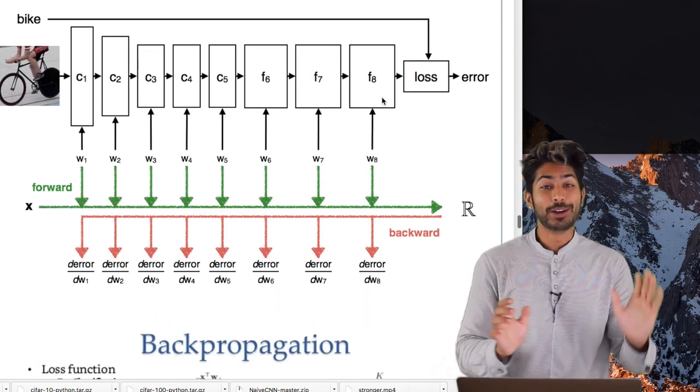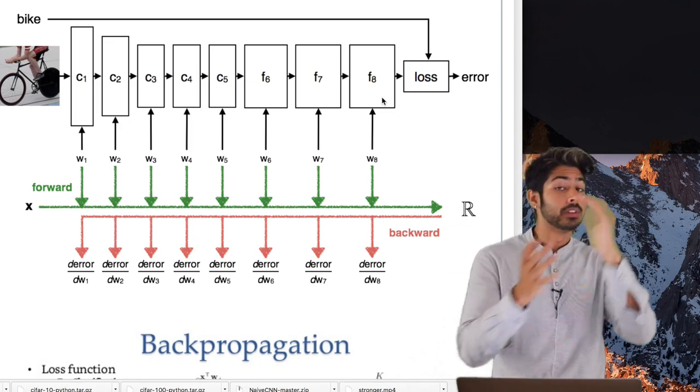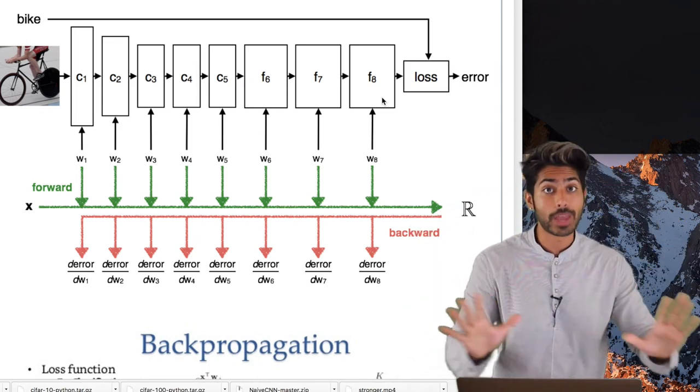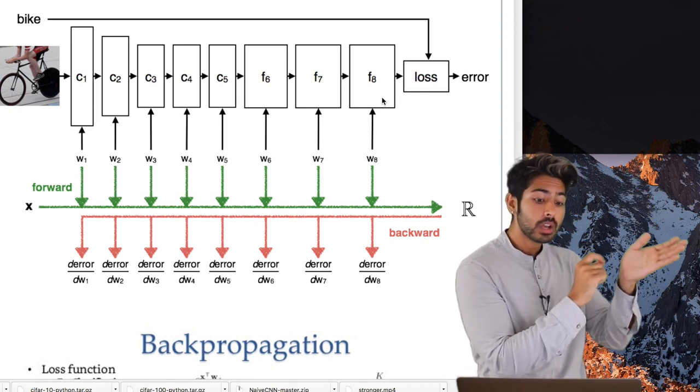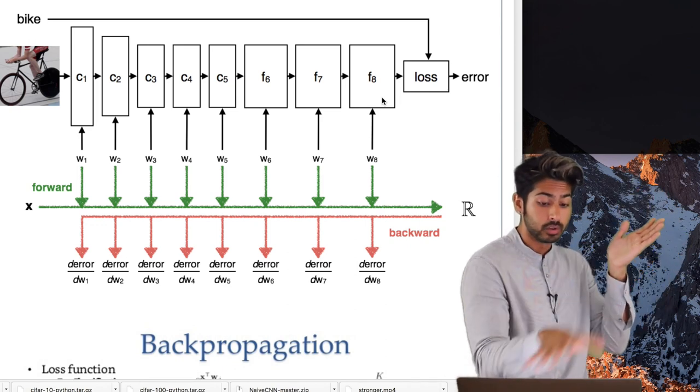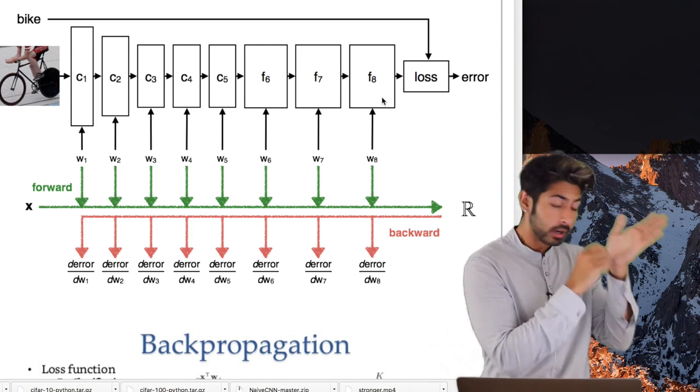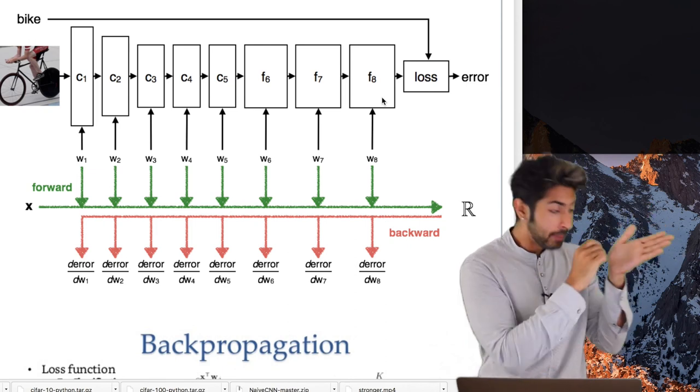The idea is that we have some error that we're computing. This is supervised learning. We have a human label for some data. So we put in a dog image or a bicycle image. We put in a bicycle image and the bike label. We pass it through the network.